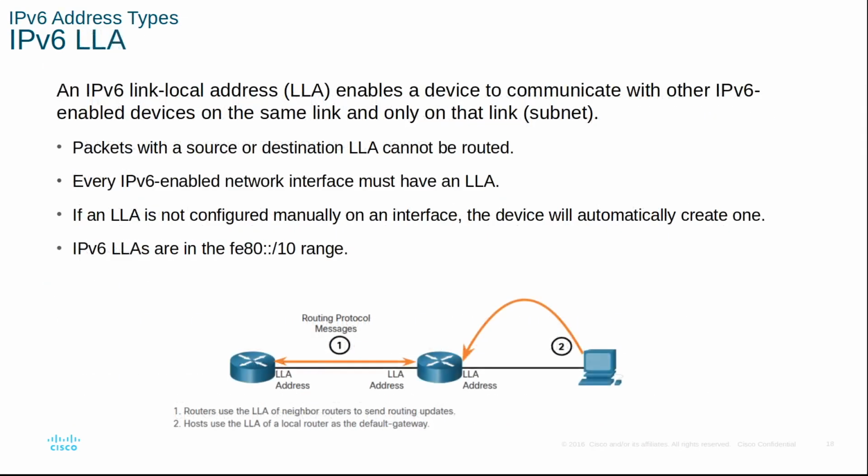Now, link local addresses I mentioned are required as well, right? They allow your device to communicate with other IPv6 enabled devices on the same local link, hence link local. Only on the local subnet. Packets with a source or destination of a link local address can't be routed on the internet, and every IPv6 enabled network interface has to have one of these. If it's not manually configured on the interface, the device will automatically create one when you give it a global unicast address or any other type of address. All IPv6 link local addresses begin with FE80::.